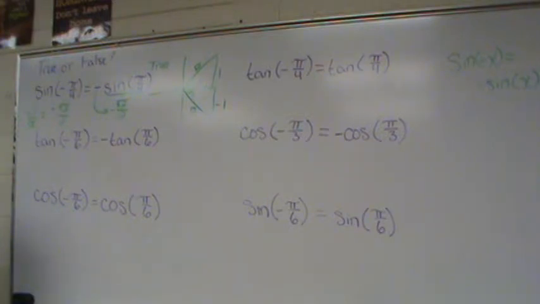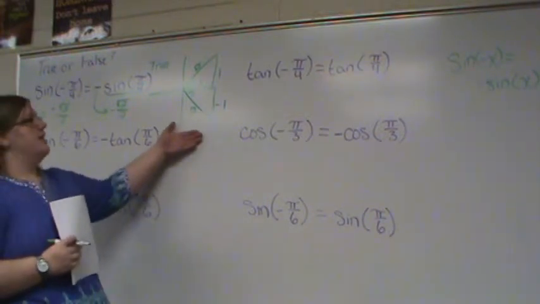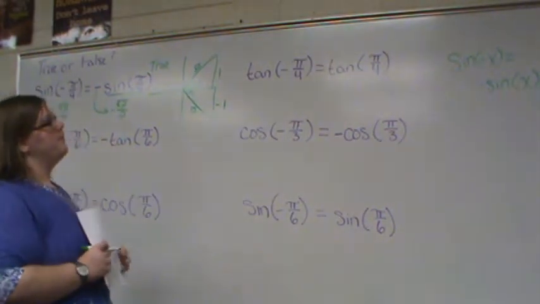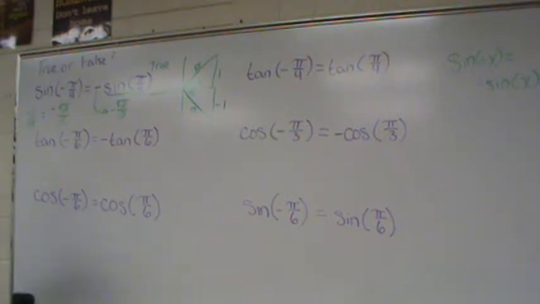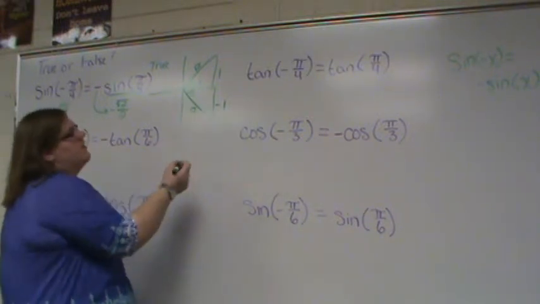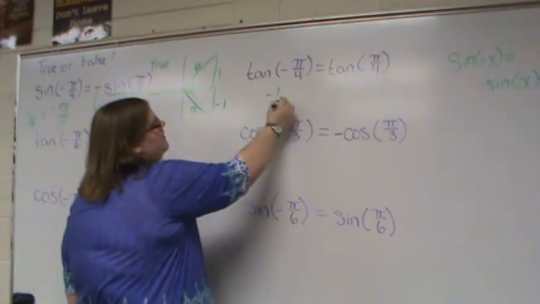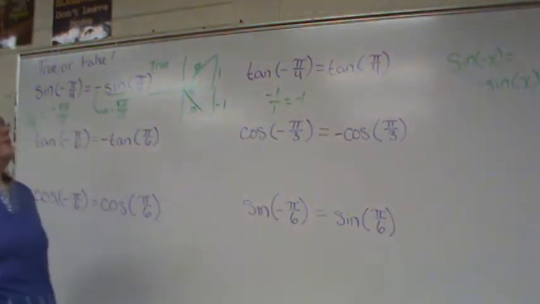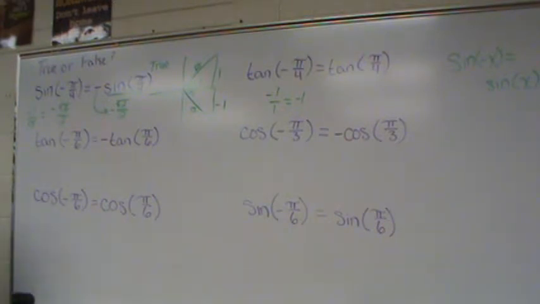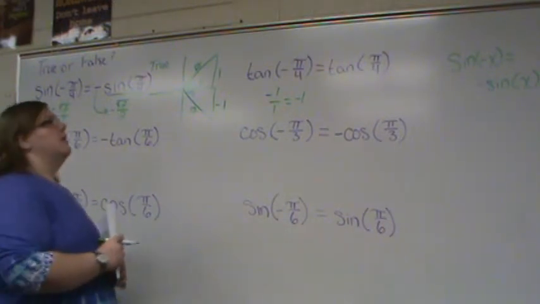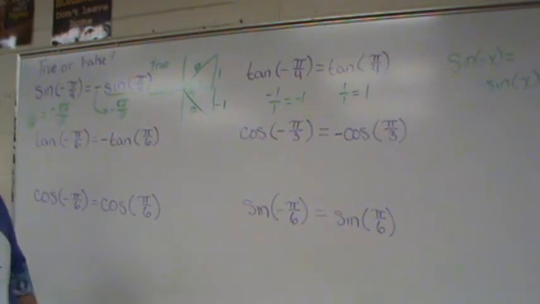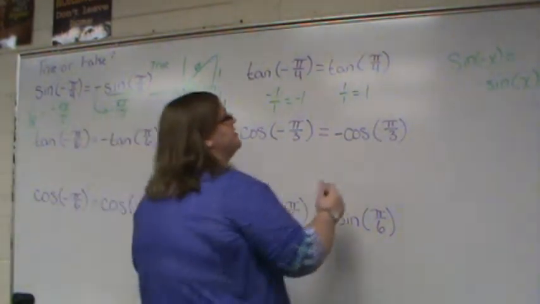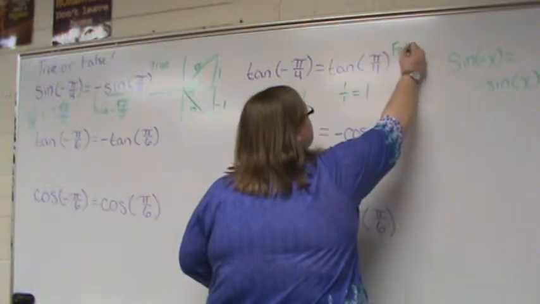Okay, so since I have the 45-degree angles up here already, we're going to do this tangent one. What is the tangent of that negative pi over 4 angle? It's negative 1. It's opposite over adjacent, so it's negative 1 over 1, which is just negative 1. How about the tangent of our positive pi over 4 angle? It's 1, starting out as 1 over 1. So are those equal? No. So this one is false.